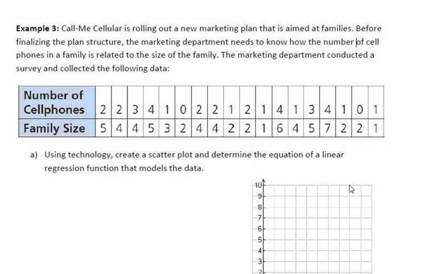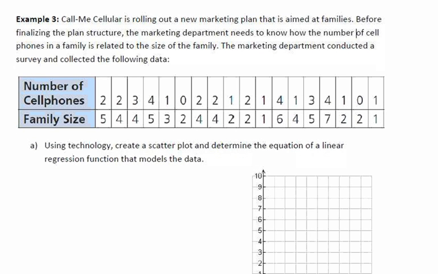Okay, Call Me Cellular is rolling out a new marketing plan that is aimed at families. Before finalizing the plan structure, the marketing department needs to know how the number of cell phones in a family is related to the size of the family. So you want to know how the number of cell phones in a family is related to the size of the family. So when you see "is related to," your independent variable comes first.